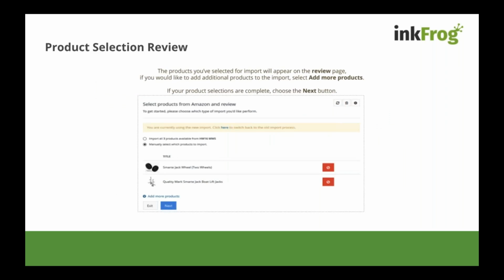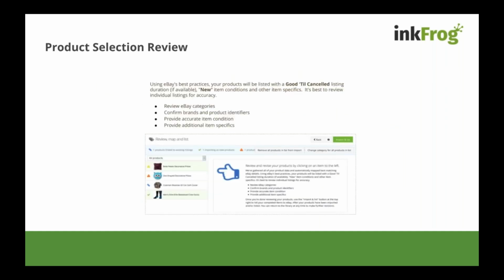Then once you've manually selected which products to import, here's where you will see those available, and then you'll go ahead and click your next button. Okay, and then the next stage of this is going to be the review map and list page.